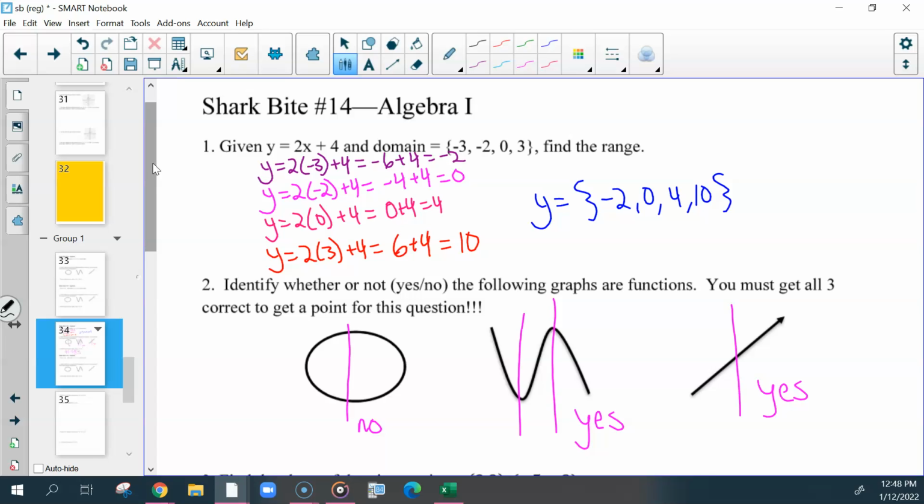Another way you could have done this is if you put the equation y equals 2x plus 4 into your calculator, into Desmos. You could have made a table, put those x values in, and it would have computed the y values. Questions on number 1?